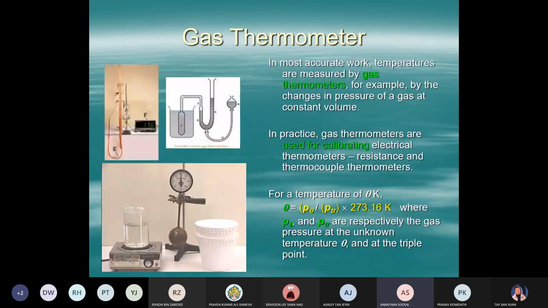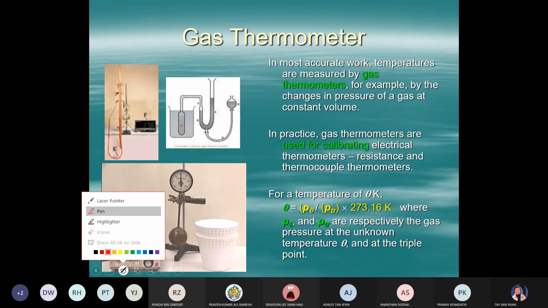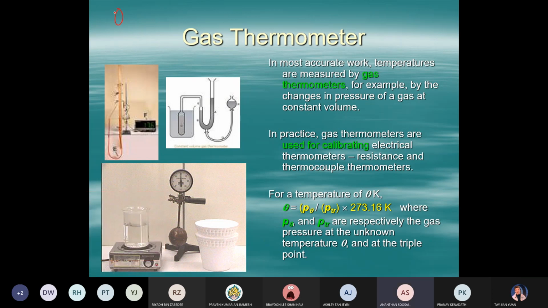So I go back to this formula. This table, this paragraph, I'll get back to later towards the end. But currently, the formula you're supposed to use here is: the temperature is equal to P theta minus P naught over P 100 minus P naught, times 100 degrees Celsius. This is the equation to be used. This one will be used later. For the time being, you don't need to know this yet.